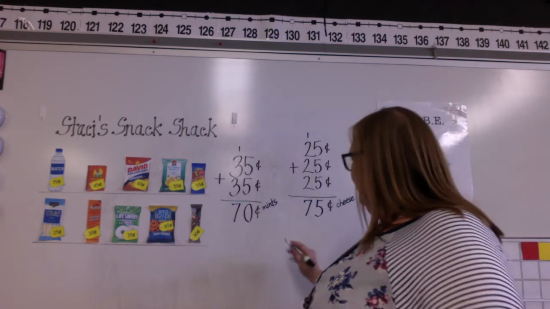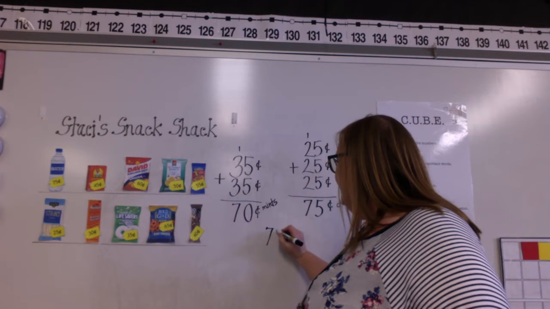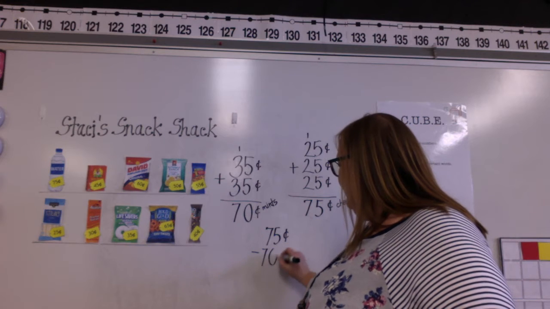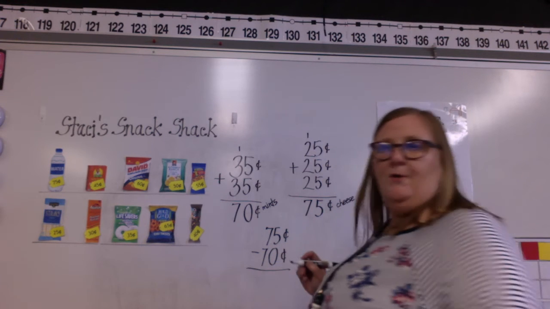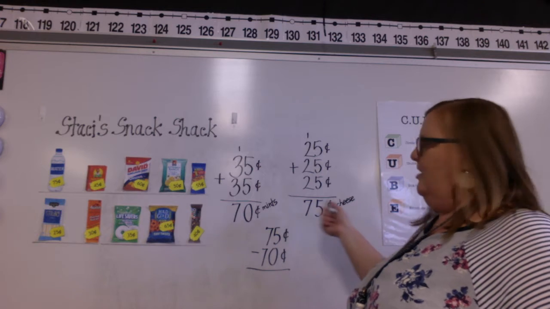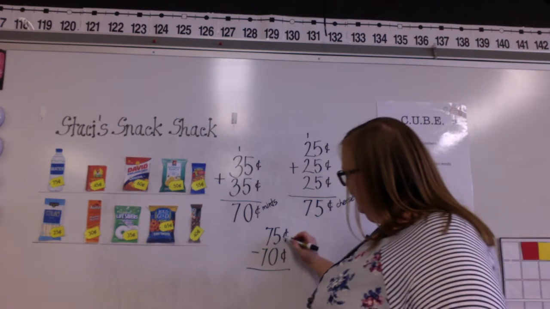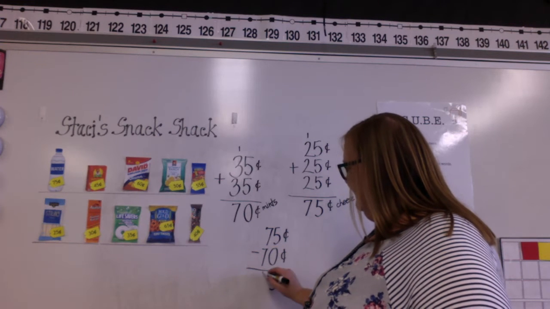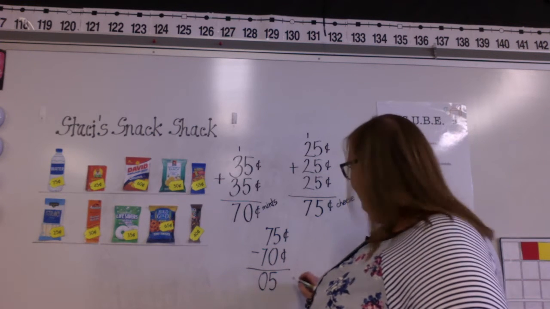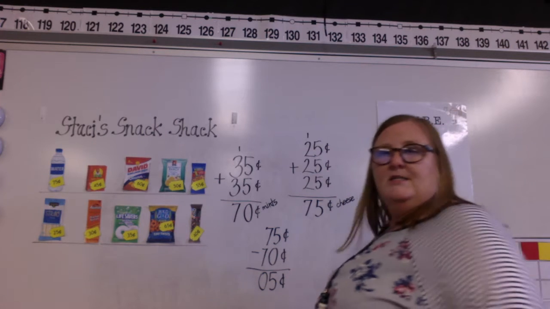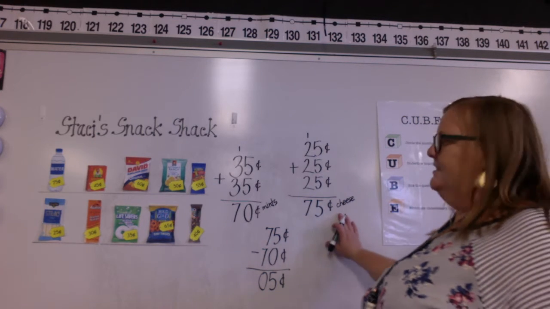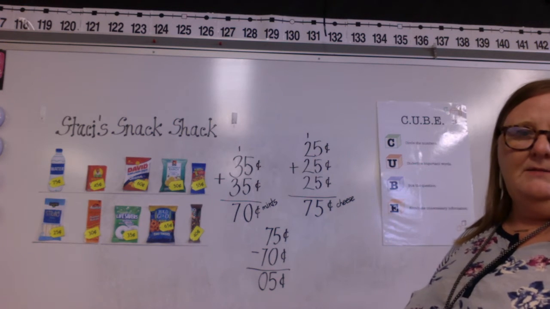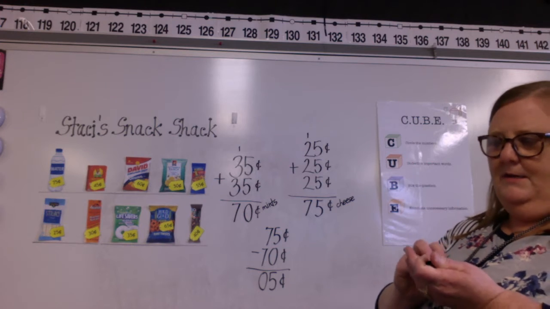So if we want to figure out how much more, I'm going to take the bigger number and put it on top, 75. And I'm going to subtract the smaller number because we want to know how much more the cheese sticks cost than the mints. If I subtract, 5 minus 0 is 5, and 7 minus 7 is 0. You can put a 0 there. You can leave it blank. And don't forget your cent sign. So our answer would be that the cheese sticks cost 5 more cents than the 2 packages of mints.